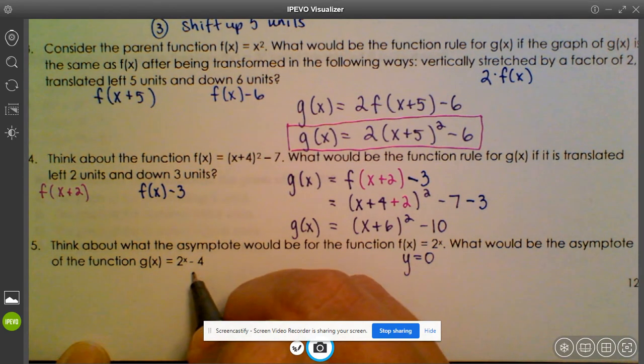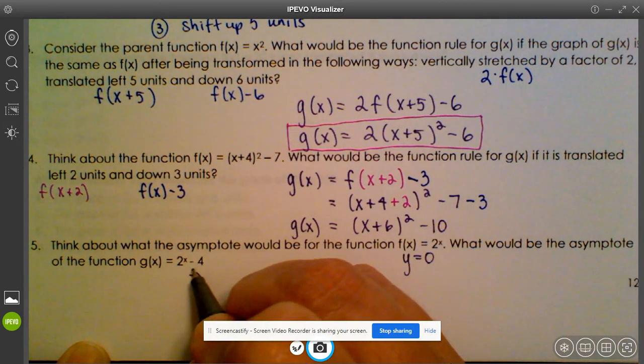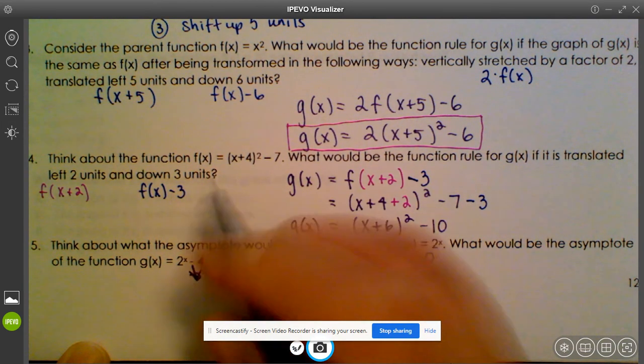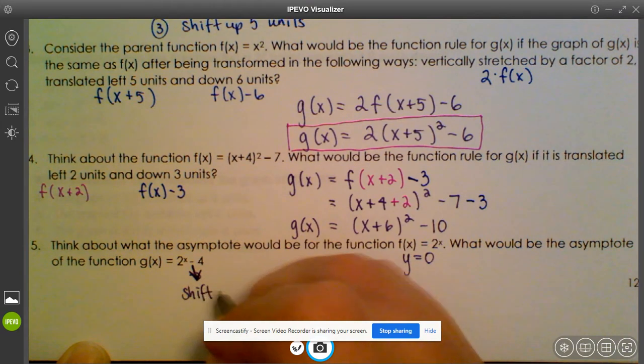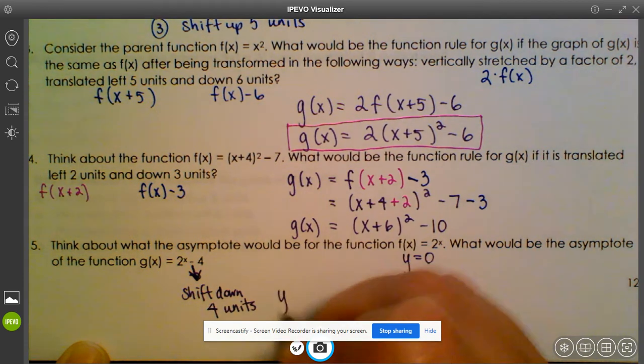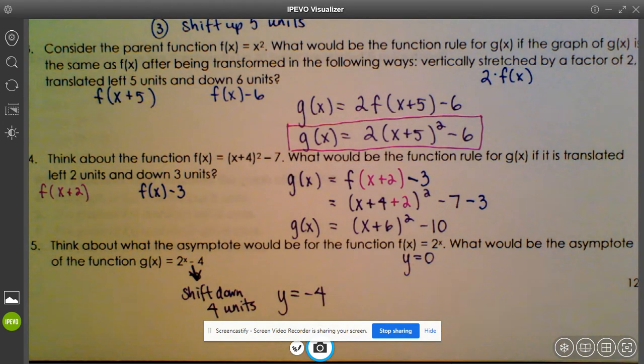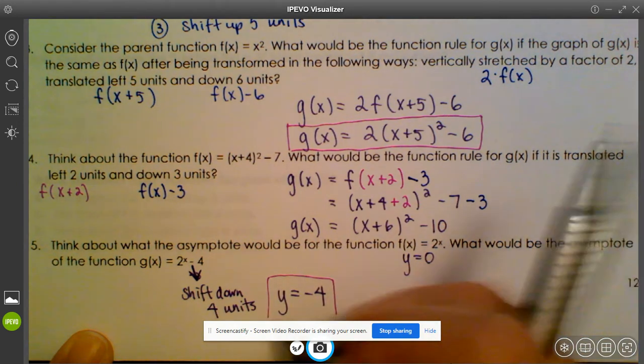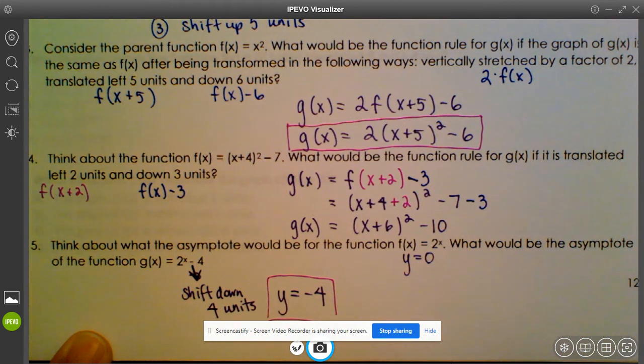Well, what did this do? Let's write it this way. This function says we shift down 4 units. So everything shifts down 4 units, including the asymptote. So the new asymptote here will be y equals negative 4. And again, drawing back on when we briefly discussed transformations of exponentials, it's right there. Okay, so that's what you need to know for the asymptote of an exponential function.